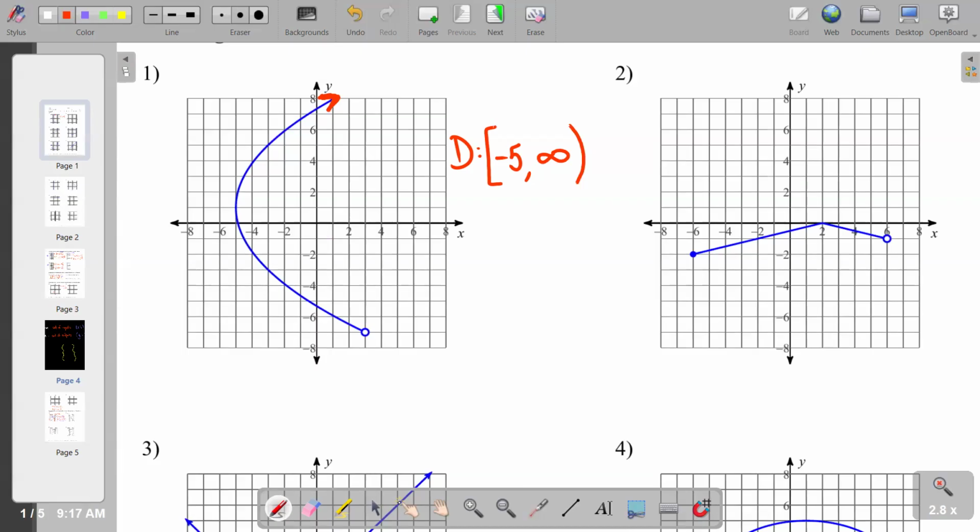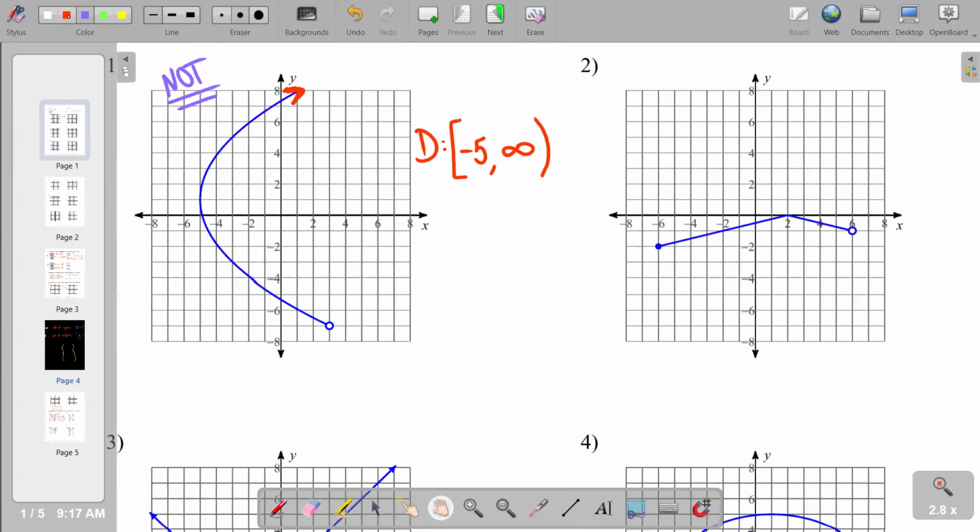Let's go again with problem number. By the way, is number 1 a function? No, absolutely not. It fails the vertical line test miserably. Let's take a look at problem 2. Oh, but I didn't do the range. I'm so sorry for that. Geez, what a slacker. We're not ready for problem 2. We have to do the range.